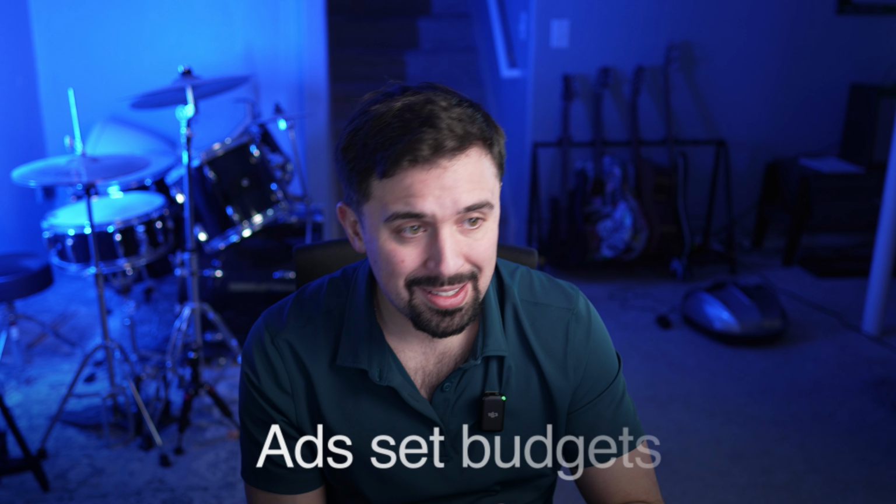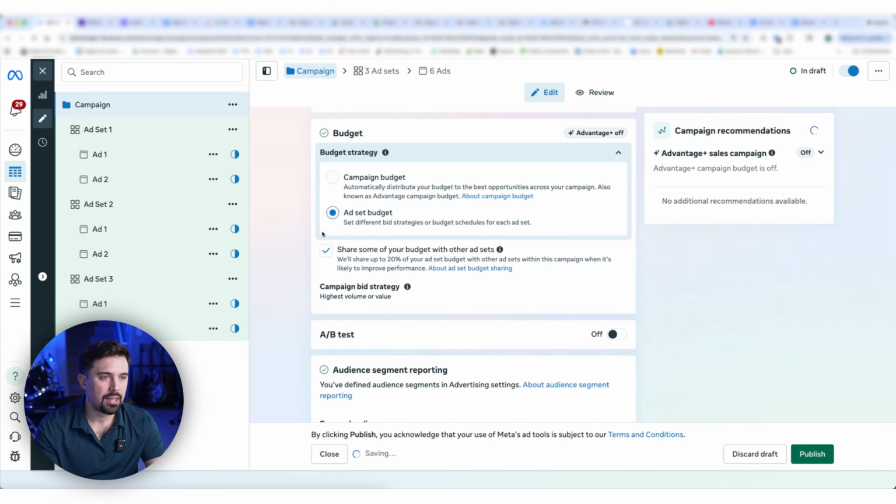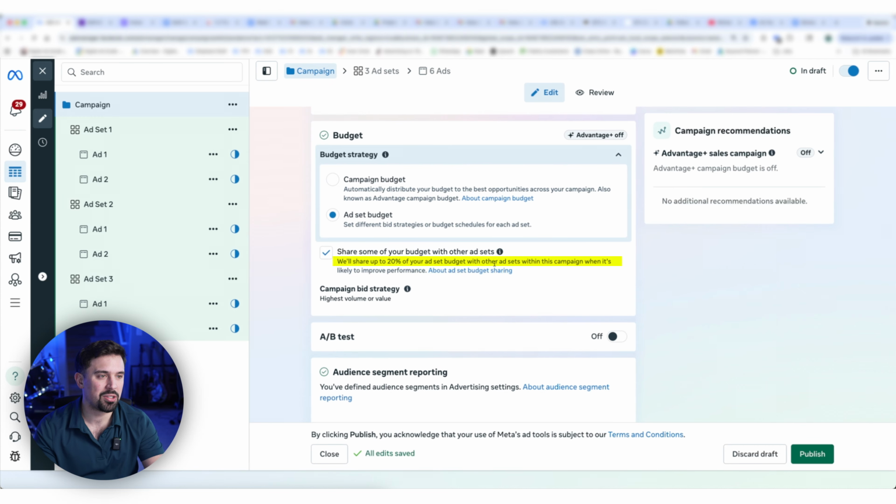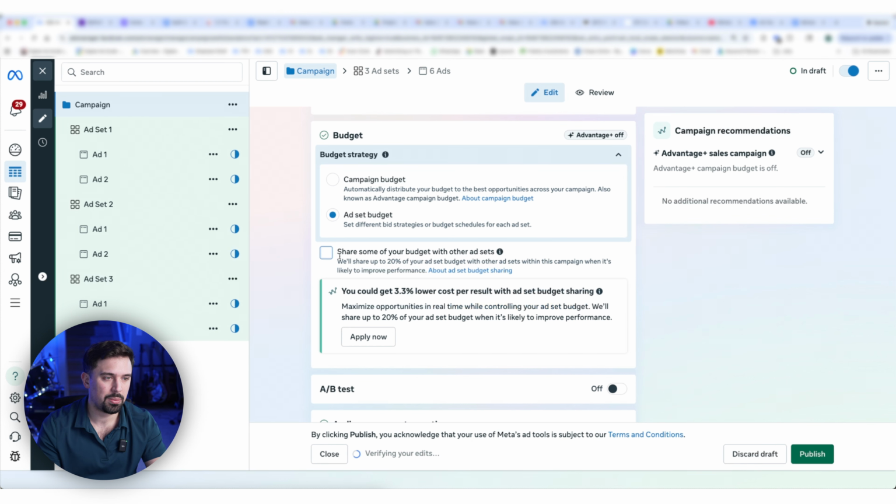Now, let's talk about ad set budgets. First of all, there's this new checkbox here, which turns your ad set budget into a quasi campaign budget. You can see it says, we'll share up to 20% of your ad set budget with other ad sets within this campaign when it's likely to improve performance. So it seems like Meta is moving us towards campaign budgets reluctantly. But anyways, if you're going to do ad set budgets, I definitely uncheck this, because if it's checked, it's kind of like a mini campaign budget.